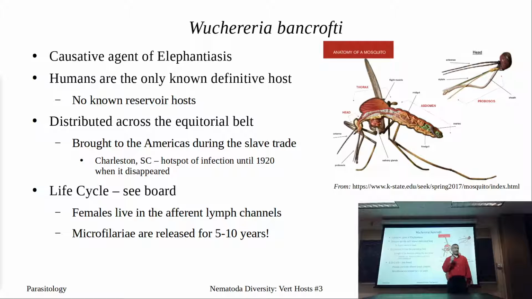All right. So females live in the afferent lymph channels. Another adaptation for transmission is how long they live. These adults are going to live and shed microfilaria for 5 to 10 years. It's a long time. It's kind of like schistosome. And the reason's probably because successful transmission is low. So what they try to do is shed the microfilaria for a long time in the hope that at least some of them will get to a mosquito.